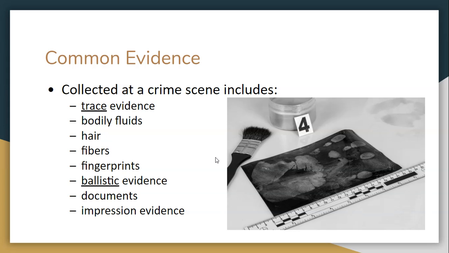Common evidence that you're going to find at a crime scene is going to include trace evidence, body fluids, hairs, fibers, fingerprints, ballistic evidence, documents, and impression evidence. And each one of these has their own particular way that you're going to collect them and their own particular preferred packaging to use.